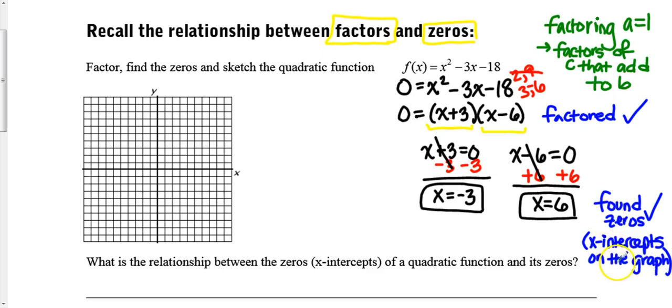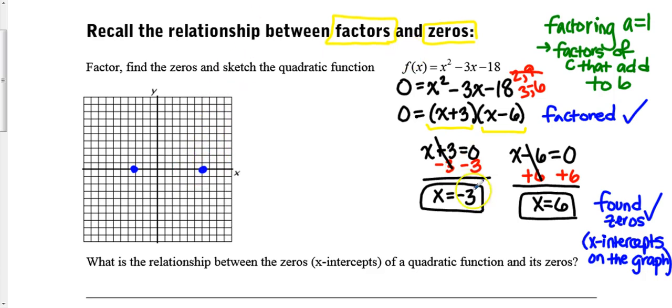So zeros and x-intercepts go together. So x equals negative 3. On the x-axis, I'll go 1, 2, 3. That's my first x-intercept. And then 6. 1, 2, 3, 4, 5, 6.